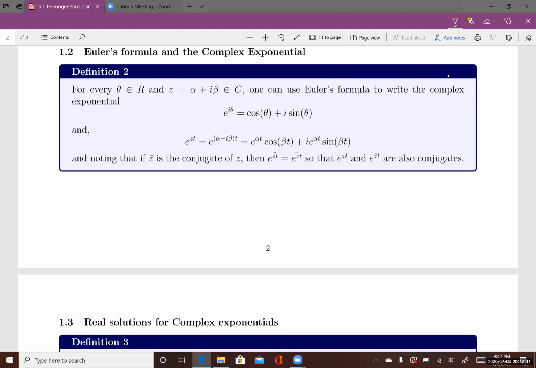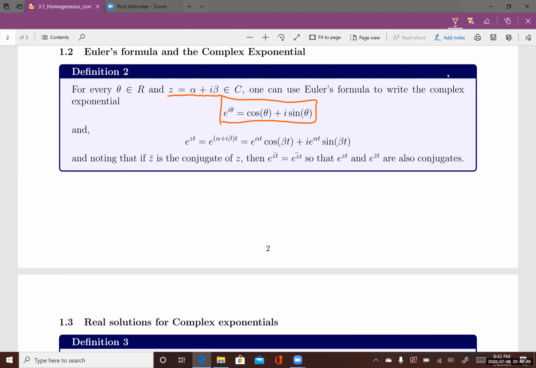exponential, e to the i theta, where theta is a value in R and z is a complex value, z equals alpha plus i beta. And z is a value in the complex field. So then one can use Euler's formula to write the complex exponential e to the i theta equals cosine of theta plus i times sine of theta.